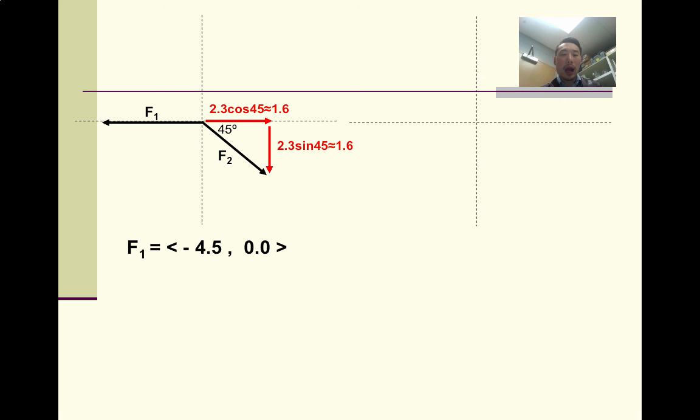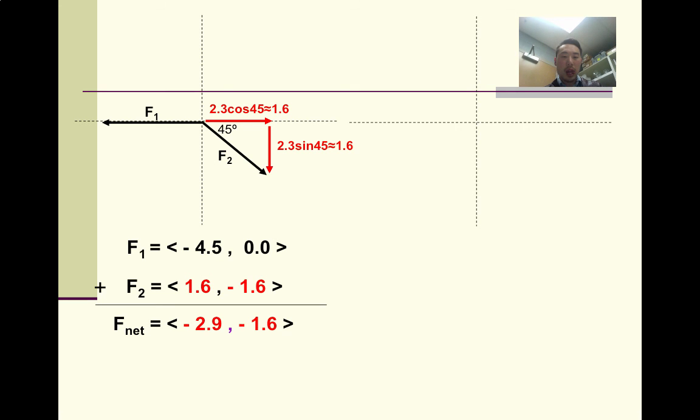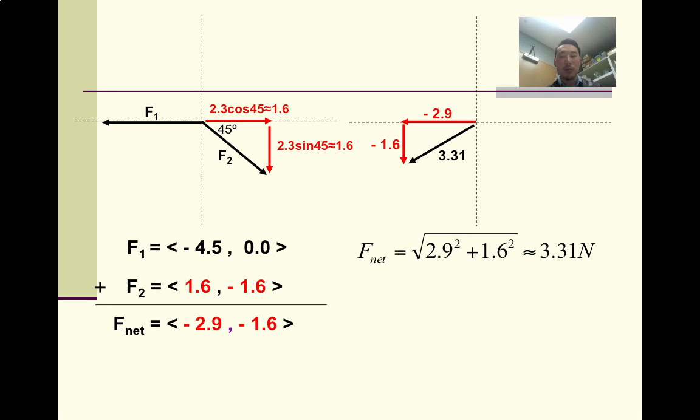Okay. And I'm going to write this in coordinate form, so that makes the addition a little bit easier for us. So -4.5, that's F1 going to the left, and we have positive 1.6 going to the right, plus 0. F1 is 0 for the y, this is not going up or down, plus -1.6. And we get that as our coordinates for the net force, which just means we have 2 sides of a triangle. If we have 2 sides of a triangle, you guessed it, Pythagorean theorem. If you do that, we get 3.31.